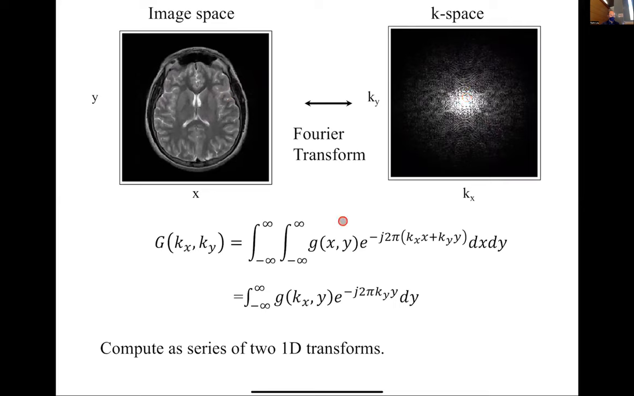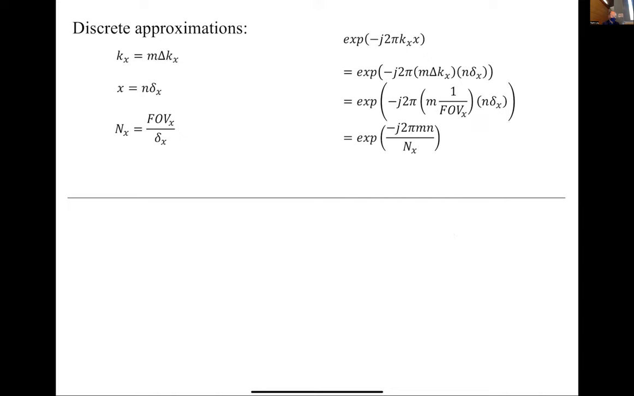But to get there, we first want to step back and look at this expression, which is in the continuous domain, and basically shows the 2D Fourier transform. What we actually do in real life is make approximations, right? We're not going to collect Kx continuously. We're going to collect it every delta Kx, let's say. And we're not going to have a voxel everywhere, but we'll have a voxel every delta x, right? So this is my step size in K-space, this is my voxel size, and then I'm going to acquire a number of samples. I'll have, say, n voxels, the FOV over the resolution size, and that's how many voxels I have.